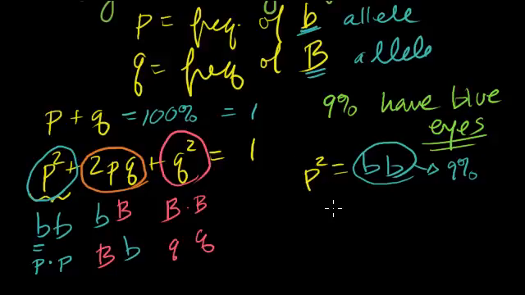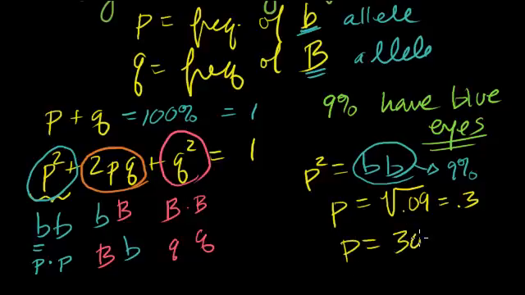So what's the frequency of the blue allele in the population? P is equal to the square root of 0.09, which is 0.3. So if you went and actually counted all of the alleles in the population, you would find that 30% of them are the lowercase blue. Now, a much smaller percentage of people, only 9%, show the blue eyes because you need two of them.